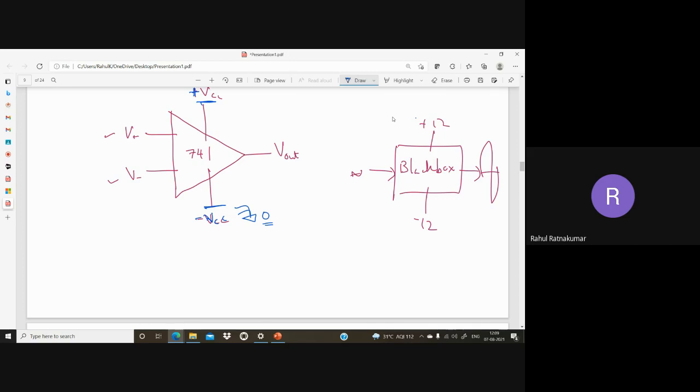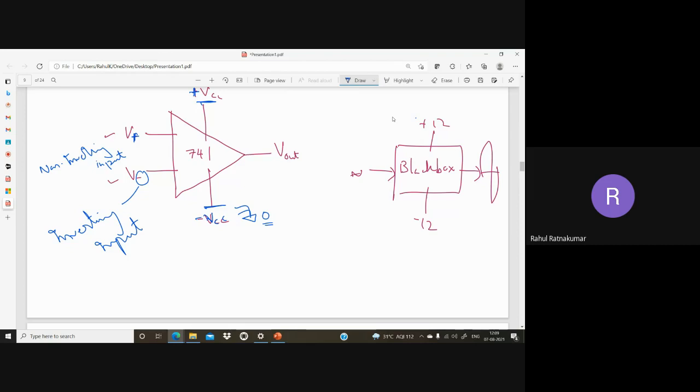What about this plus? This input is called the non-inverting input. And what about this minus? This input is called the inverting input of an op amp. Inverting input and non-inverting input.